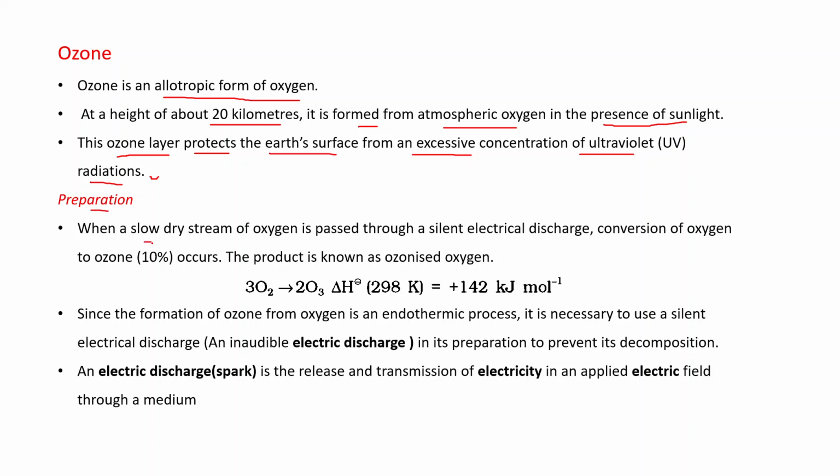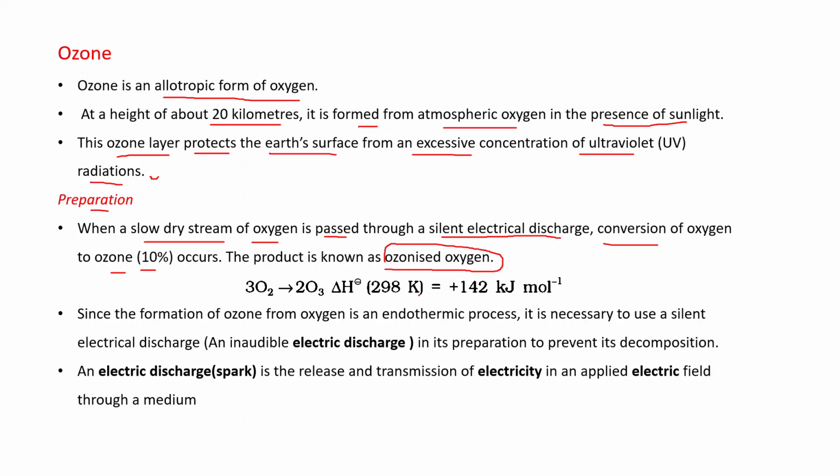Preparation. When a slow dry stream of oxygen is passed through a silent electrical discharge, oxygen is converted to ozone. This conversion occurs only to about 10%. This product is known as ozonised oxygen. Why is this called ozonised oxygen? Because in the product side we get a mixture of O2 and O3. That's why this is called ozonised oxygen.